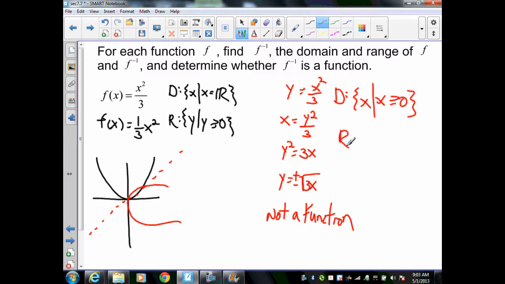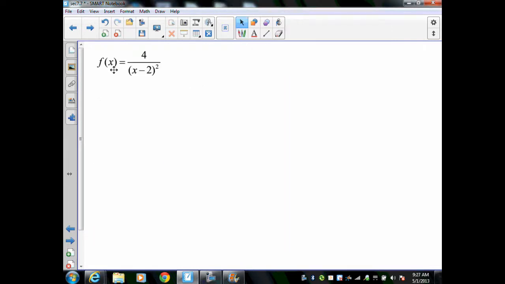And my range, y equals all real numbers. Again, I'm given a function. I want to find its inverse, and I want to find the domain and range of the function and its inverse, and then I want to determine if the inverse is a function.